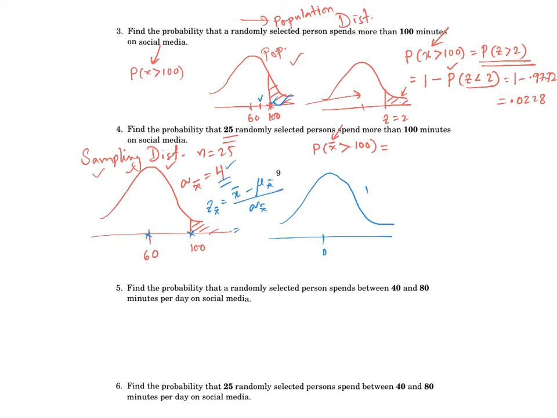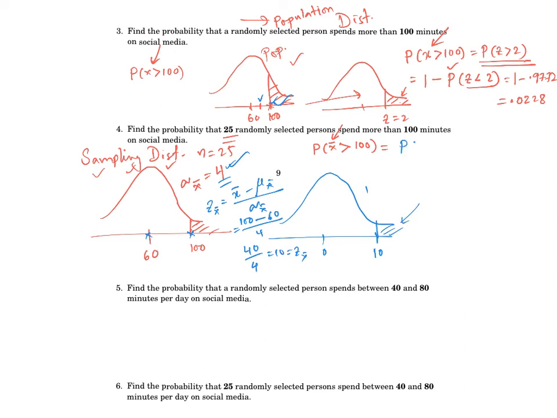And we know all of these values. X bar is the point of interest, 100, minus mu sub x bar, which is 60, and sigma sub x bar is 4. So 40 divided by 4 is equal to 10. So z sub x bar is equal to 10. That means you're moving 10 standard deviations away, which is way out there, right? All the way down there.